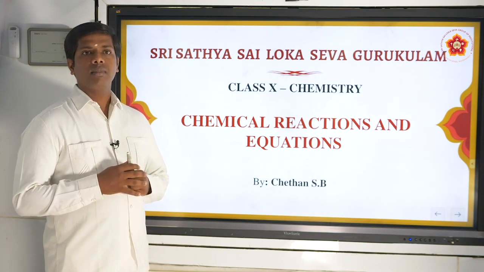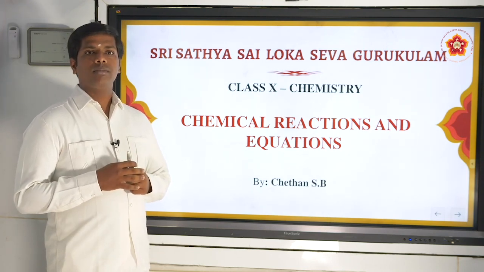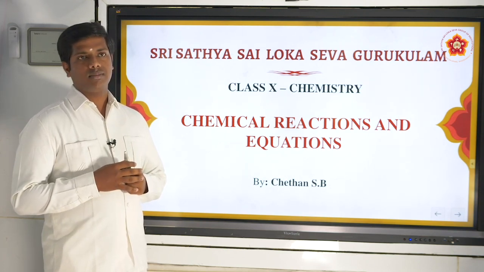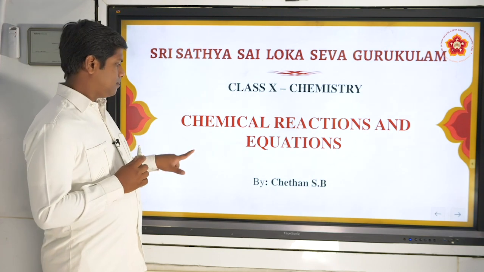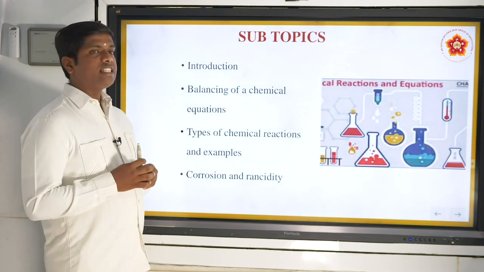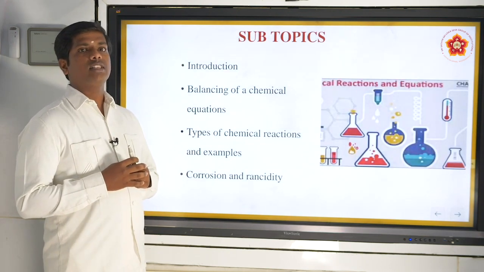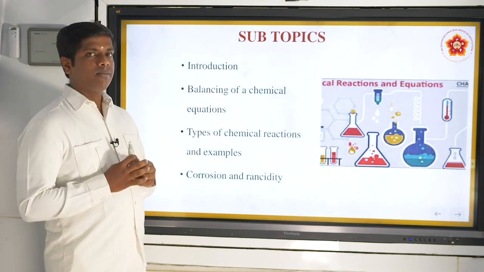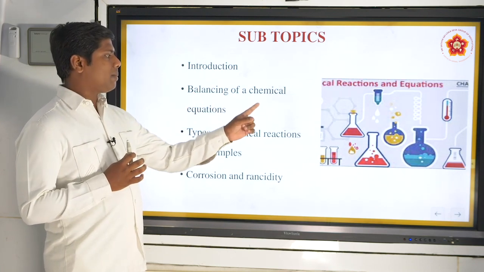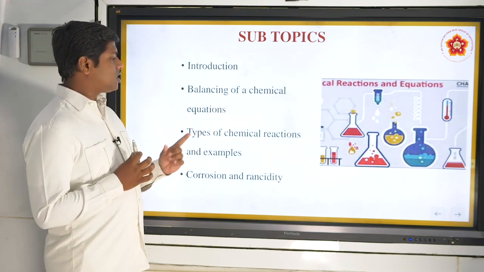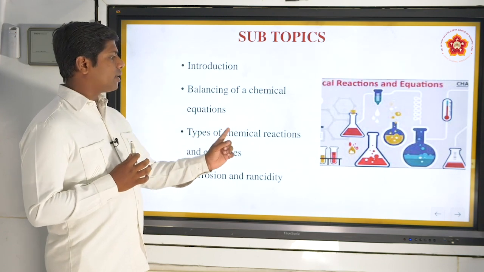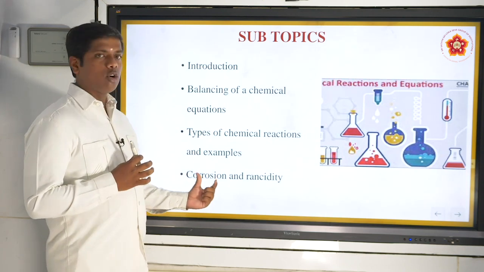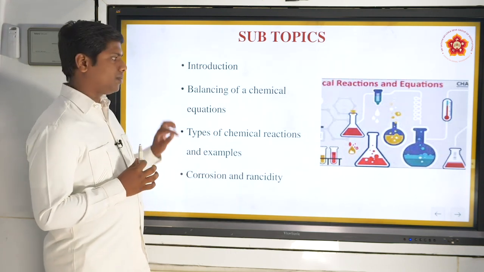In this session, we are going to discuss chemical reactions and equations. This chapter is divided into 4 subtopics. The first topic is introduction, the second is balancing of chemical equations, the third subtopic is types of chemical reactions and examples, and the fourth topic is corrosion and rancidity.